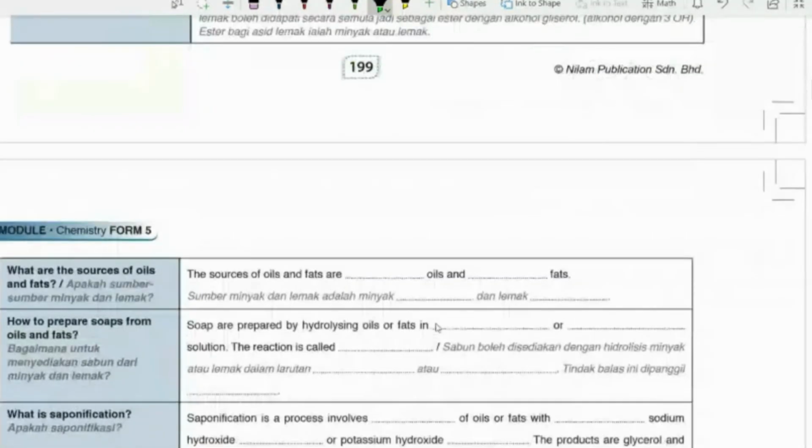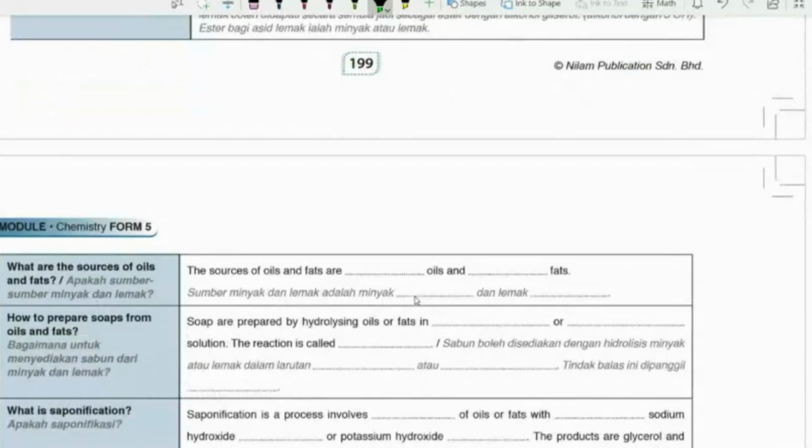Now, what are the sources of oil and fats? You still remember? If oils, they come from where? Plants, the plant or vegetables, right? Good. Vegetable oils. And fats come from animals, right? Animal fats. Now, how to prepare soaps from the oils and fats?